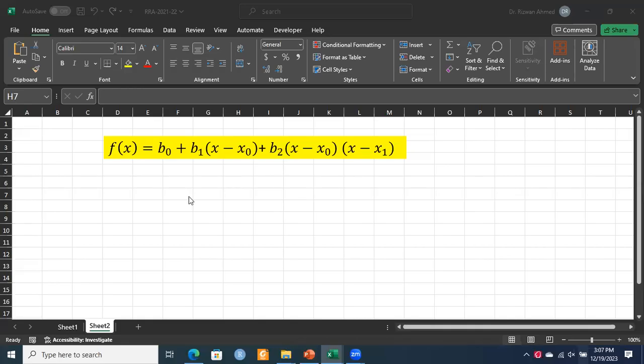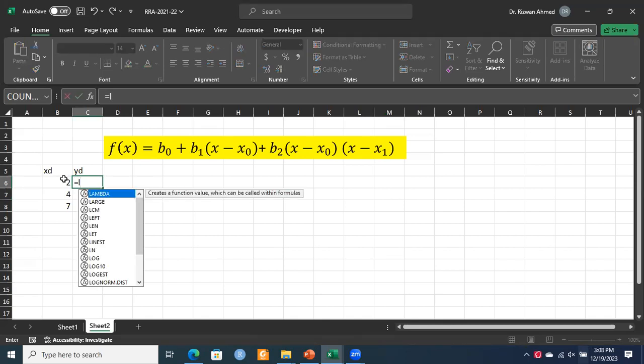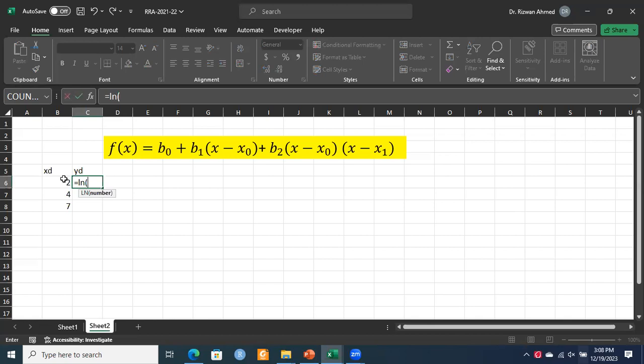In this example, I'm going to demonstrate the construction of a second degree Newton's polynomial for a data set. So I define the data set, x and y. These are the data points. So I take some values 2, 4, and 7. And just for example, I generate the y values from the natural log of the x values. So I got the 3 values.